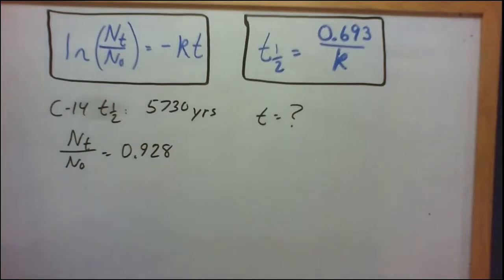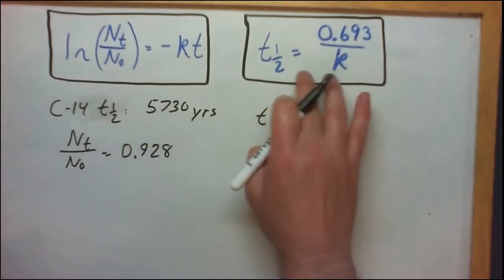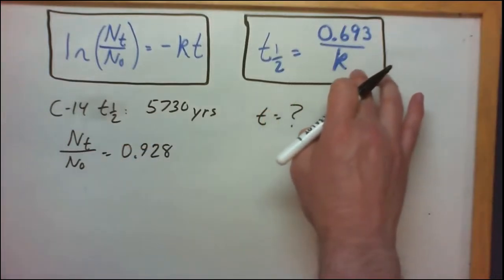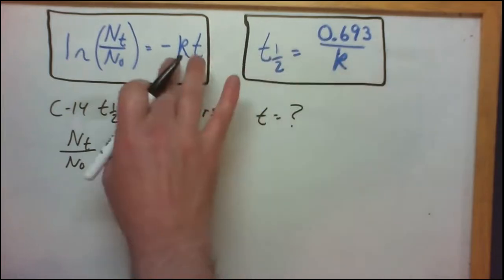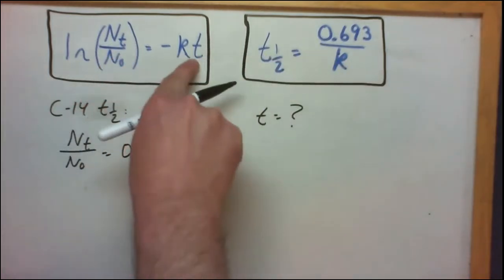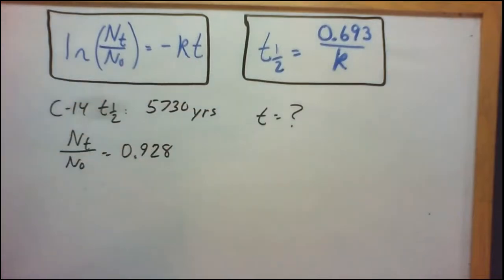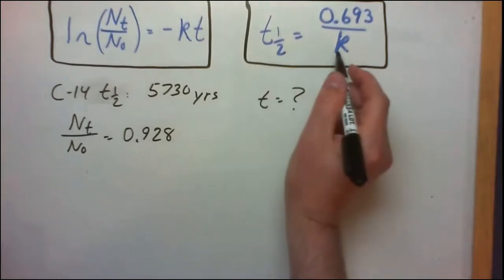Well, one way to go about doing this is to use the half-life in this equation to calculate the rate constant, otherwise known as the decay constant. And then once we know the decay constant, we plug it into this equation. We know this ratio is 0.928, and then solve for t, as we did back in chapter 12, those applications of chemical kinetics. So if we follow that plan, we first use this equation.